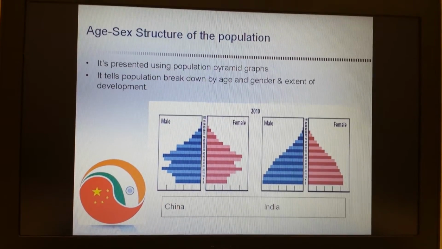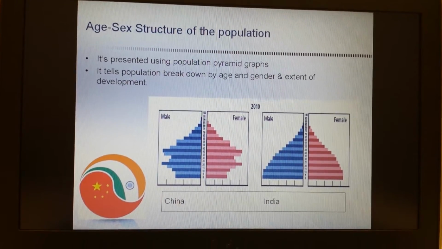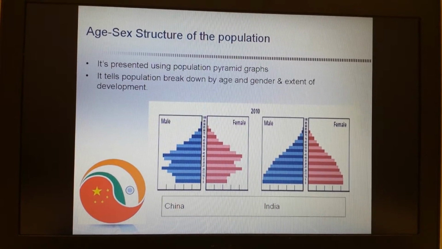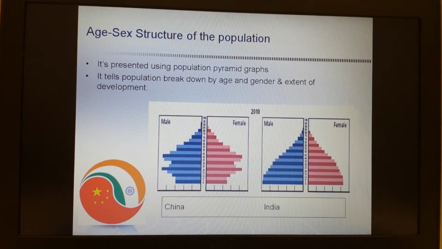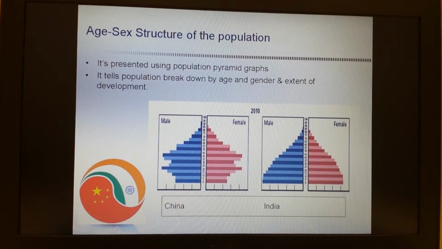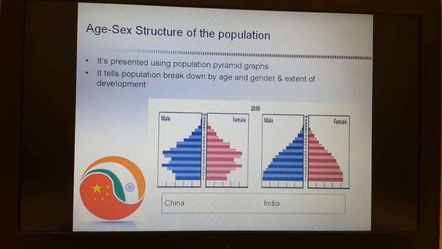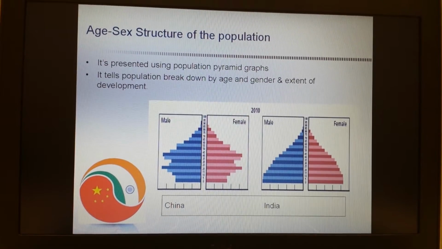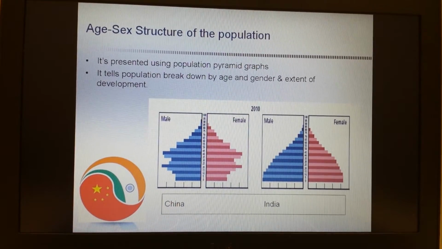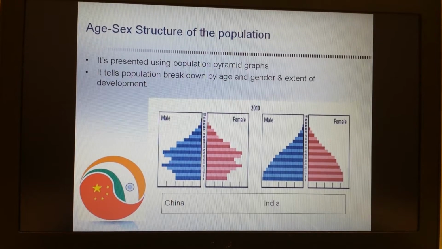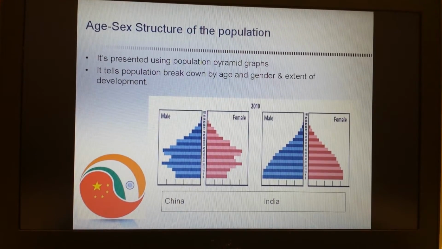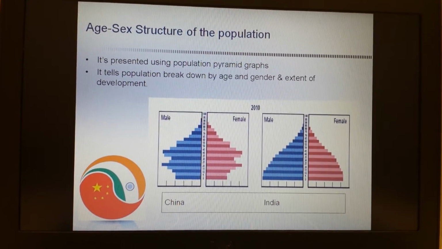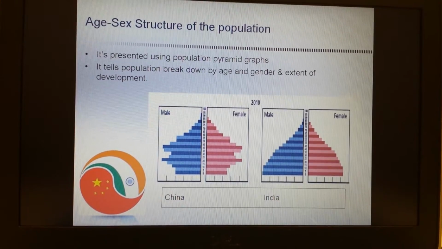The second is the age-sex structure of the population. It is presented using a population pyramid graph as seen over here. The one on the left is China's and the one on the right is India's. Blue signifies male, red female. The numbers run from age 0 all the way to 100 on top. It tells the population breakdown by age and gender and the extent of development of that particular country.